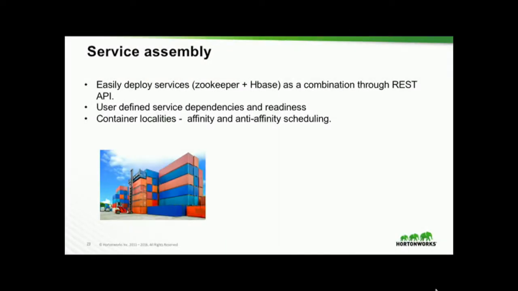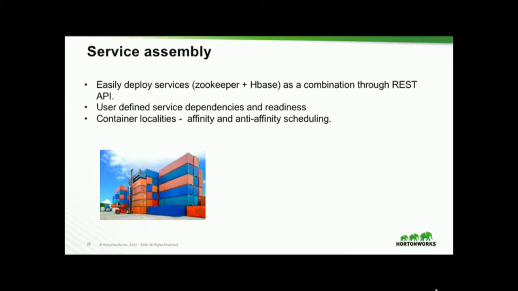Sometimes we also want to deploy multiple services together. Think of HBase, which also depends on an underlying Zookeeper cluster. So we also provide a way for people to deploy multiple services as a combination from the REST API. The user can reference one service from another in the JSON definition, and define the order in which they want their services to be started. They can also define that a service should be started only when another service becomes ready. All these dependencies we can provide from the REST API.